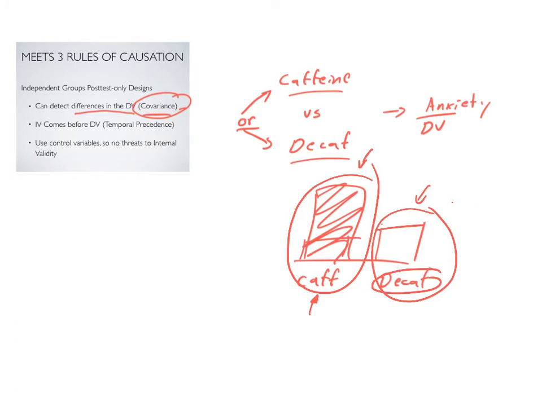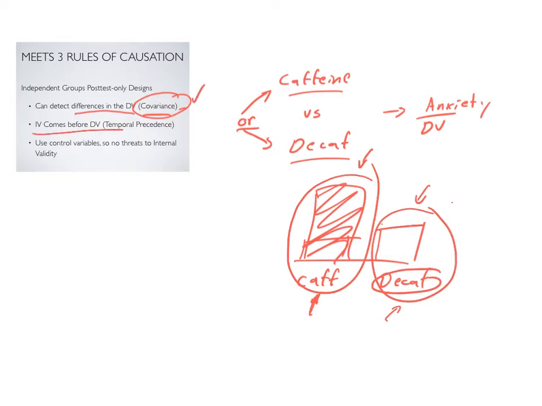So can you tell whether anxiety goes up and down when you introduce caffeine in this design? Yes, right? Because you have this control group that won't have caffeine, you have this group that does have caffeine, and you can say, well, it looks like when caffeine is introduced, anxiety goes up by 10 points. So you do satisfy this.